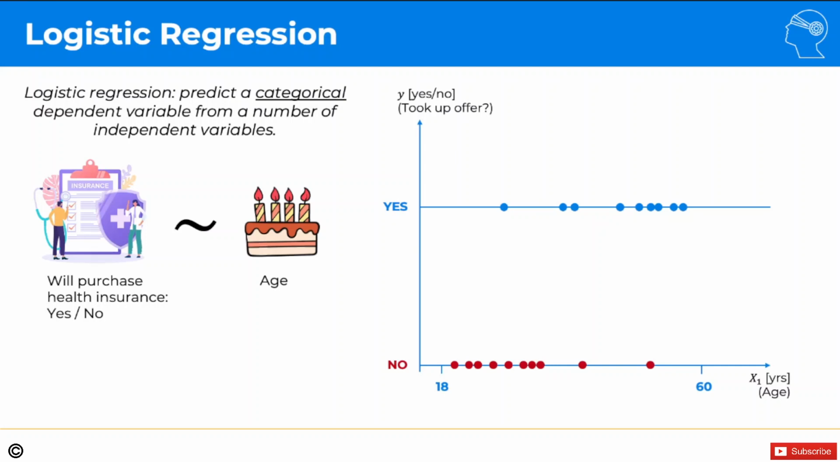So as you can see, it's very different. This plot looks very different to what we were working with in the linear regression tutorials. So we can't simply draw a linear regression line, a sloped line through these points. It makes no sense. So that's why the equation for logistic regression is slightly different.